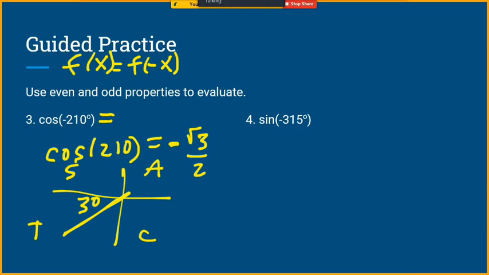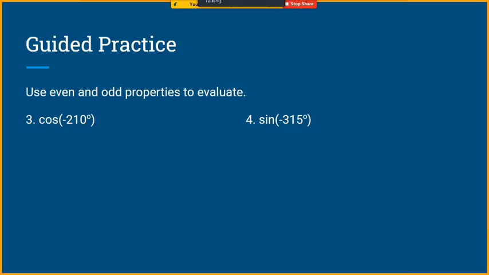All right, and we could check our work by actually doing this. So negative 210 would be an angle with a 30-degree reference angle in quadrant 2. Since it's a 30-degree reference angle, the absolute value of our answer will still be root 3 over 2. But because it's in a negative cosine quadrant, it's going to be negative root 3 over 2.